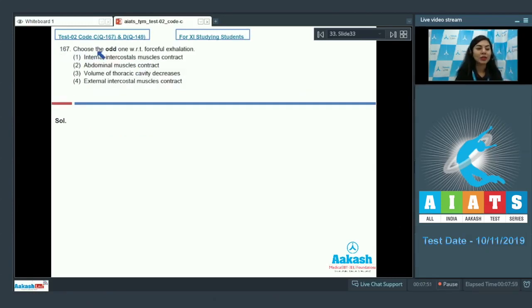Question number 167. Choose the odd one with respect to forceful exhalation. Options are: internal intercostal muscles contract, abdominal muscles contract, volume of thoracic cavity decreases, external intercostal muscles contract. Forceful exhalation, students, is due to the contraction of two sets of muscles. They are internal intercostals as well as abdominal muscles.